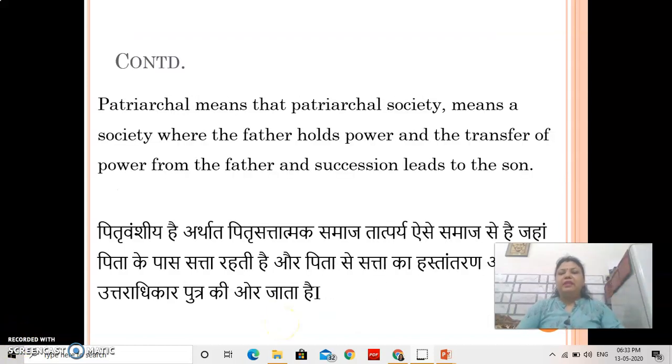Patriarchal means a patriarchal society where the father's power and succession lead to the son. It is also one of the important characteristics of the patriarchal society that power after the father transfers to the son, not to the daughter, and the hereditary property rights also transfer from the father to the son. But now, after the Act of inheritance, the scenario has changed.